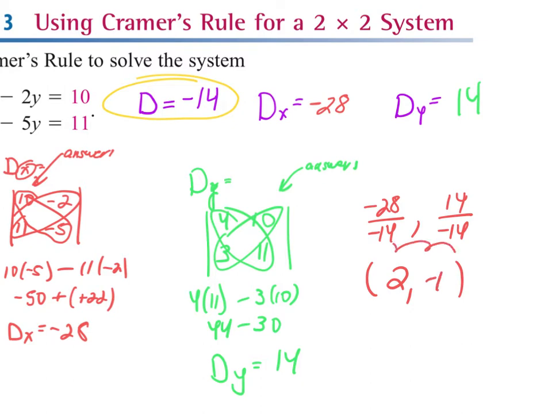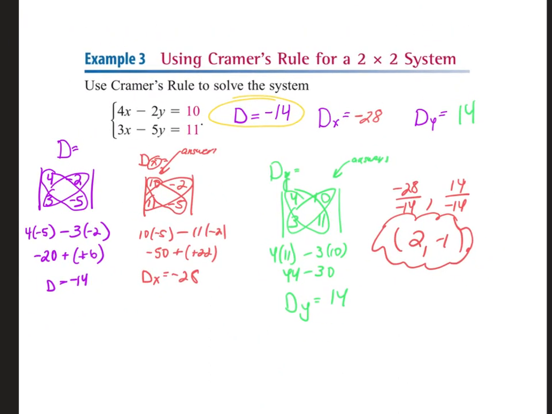2, negative 1. A lot of you, I was going over your quizzes, and the answer was 2, negative 1, but you put 2, 1. Guys, that's a huge difference, because obviously you didn't go back and check to catch your mistake, and then your answer was wrong. Positive 1 and negative 1 are two totally different things. Questions?